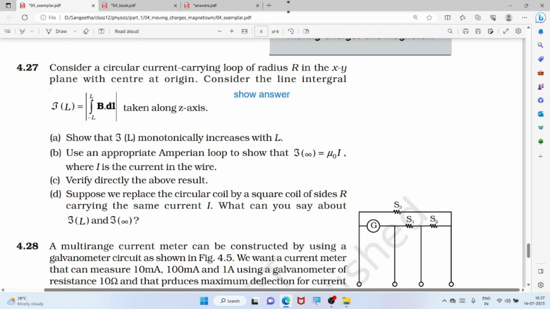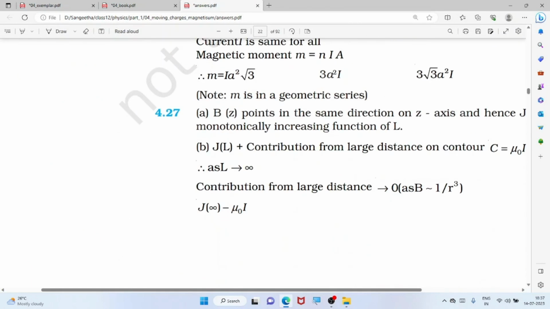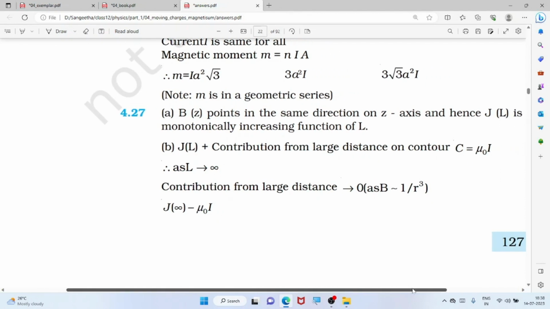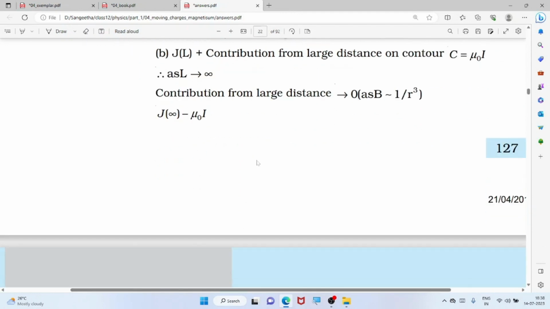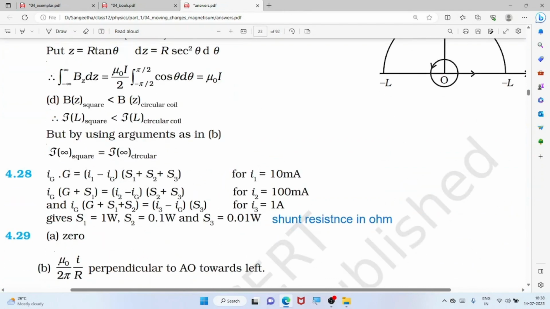Consider a circular current carrying loop of radius R, then consider the integral. Question 27. So you can go through the answers in this. You can go through the details here.